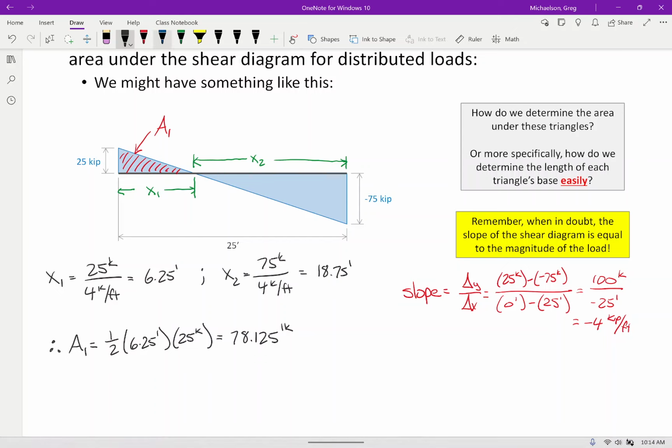And then maybe we'll call this area 2. And then area 2. And then this is negative 75. We'll keep that negative since it's below the line there. And I think this one comes out to be something like, what is it, negative 703?